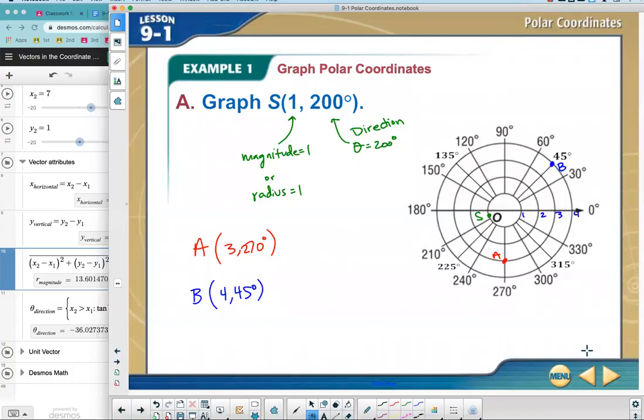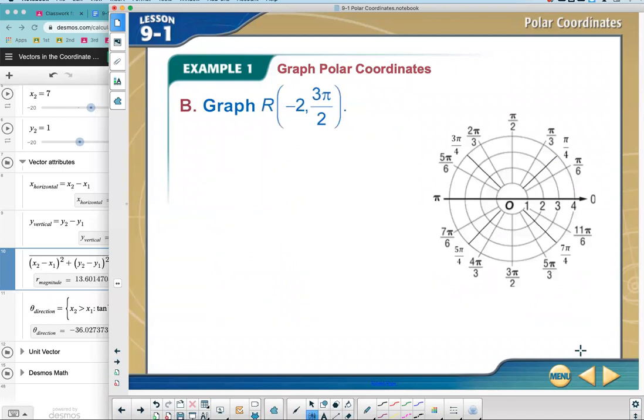All right, so let me show you one more now. It says graph point R, and I want to throw in something. You might see some negatives. So how does this work? A negative magnitude means you need to go the opposite direction. A negative magnitude. There we go.